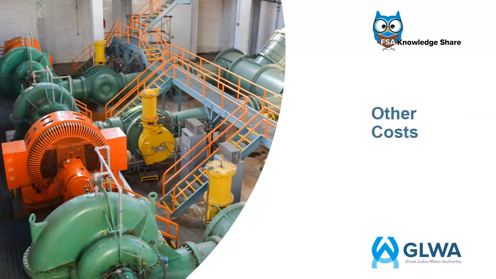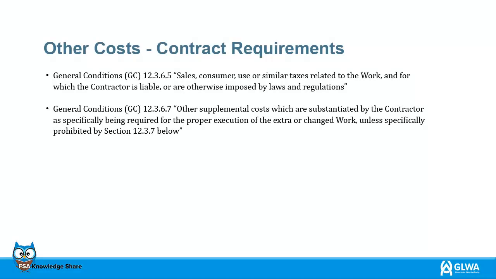In the event of unusual circumstances, such as an emergency condition, the contractor may request reimbursement for costs not originally included in the contract scope. The following slides will refer to specific sections of the contract which pertain to other costs, contract requirements. General Conditions 12.3.6.5 Sales, consumer, use or similar taxes related to the work, and for which the contractor is liable, or are otherwise imposed by laws and regulations.